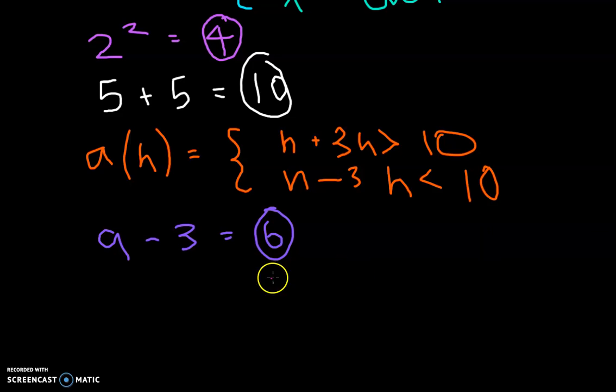Okay, so let's do another one. Let's do 12. So 12 is greater than 10, so we'll add 3. 12 plus 3 is equal to 15. Our input was 12. What the function did was add 3, and our output was 15.